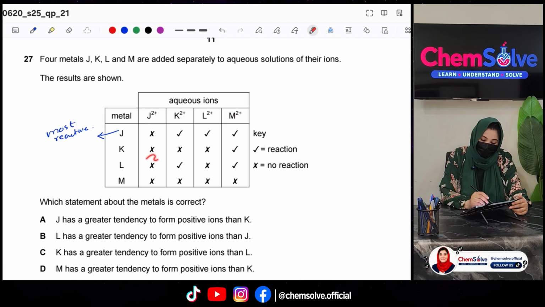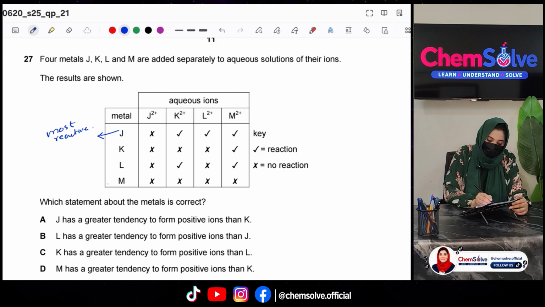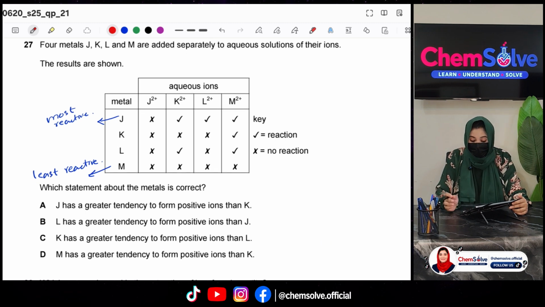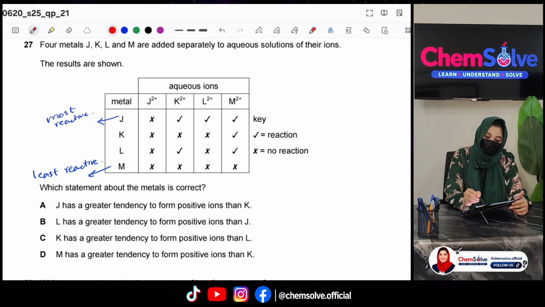So K is not reacting with anyone except M, and L is reacting only with K and M. M is not reacting with anyone, so M is least reactive in the group. Now look at the options. J has a greater tendency to form the positive ion than K. Yes, clearly you can see J can replace K positive. That's why this option could be the correct one.